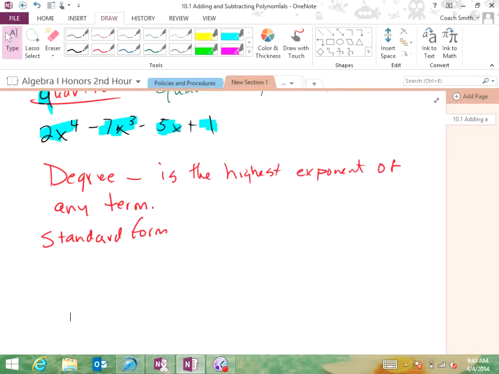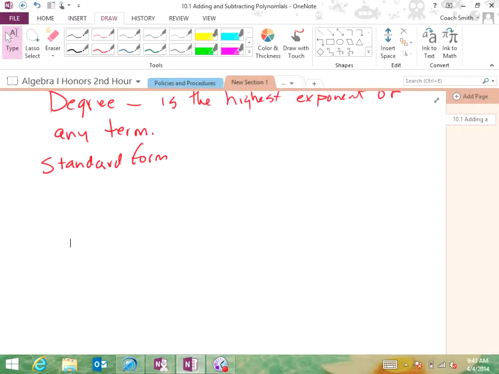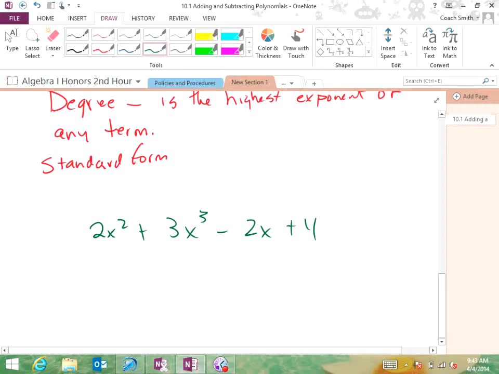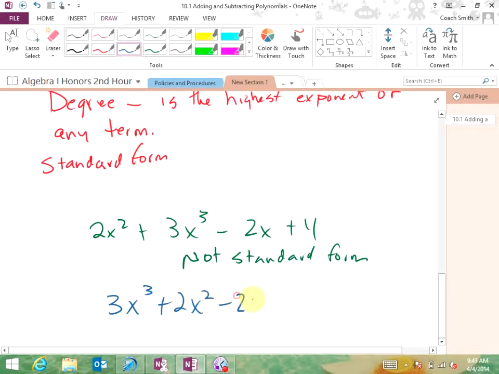So in other words, we don't do this. Standard form would not be this: 2x squared plus 3x to the third minus 2x plus 4. This is not standard form. Standard form would be 3x to the third plus 2x to the second minus 2x plus 4. That would be standard form.